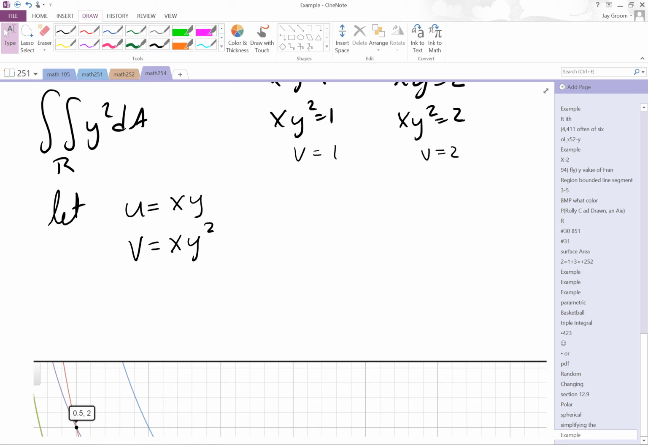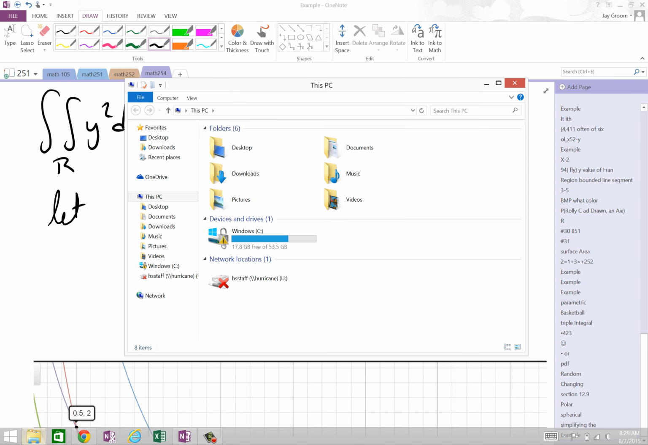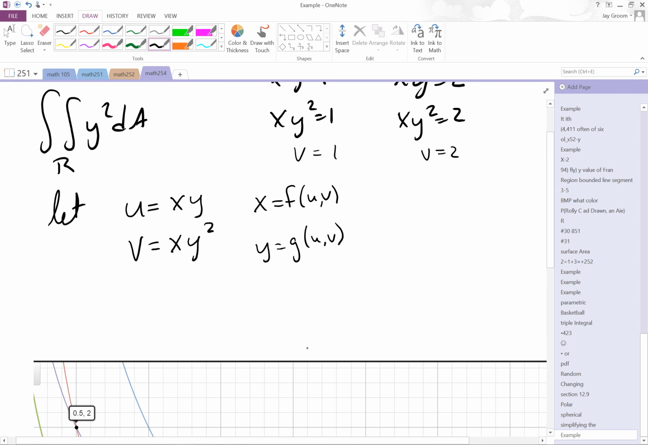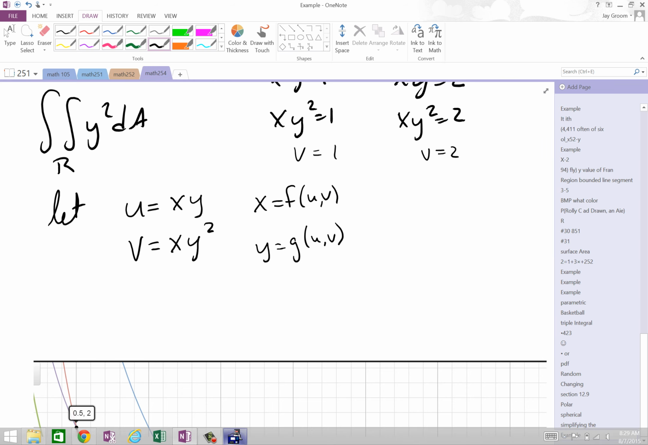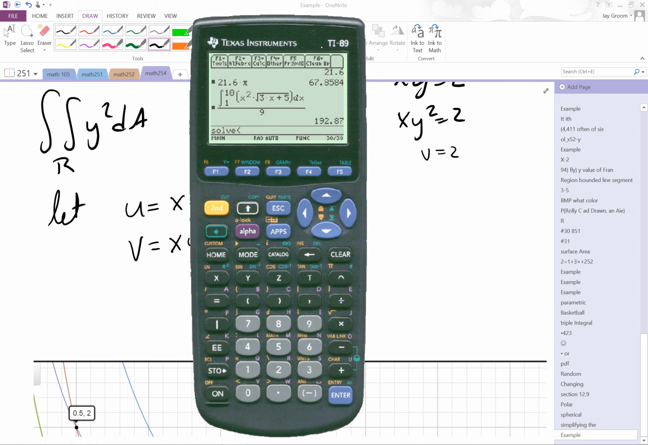Now, in order to do that, here's the problem. Remember I said x needs to be a function of u and v, and y needs to be a function of u and v. I don't have that. This is very important. I have it the other way around. So I'm going to take my TI-89 and solve them the other way around. If you're bored and good at algebra, you're welcome to do them by hand, but I end up screwing it up sometimes because, let's face it, it's a little messy.